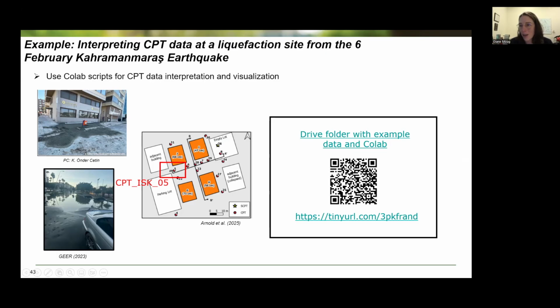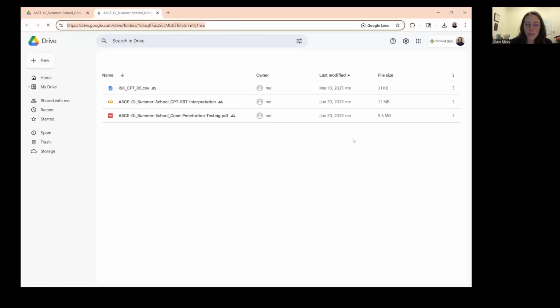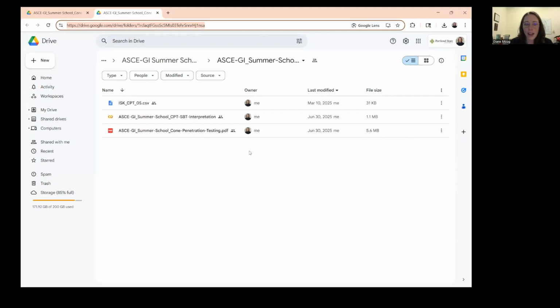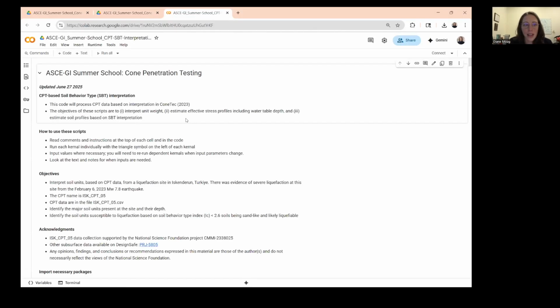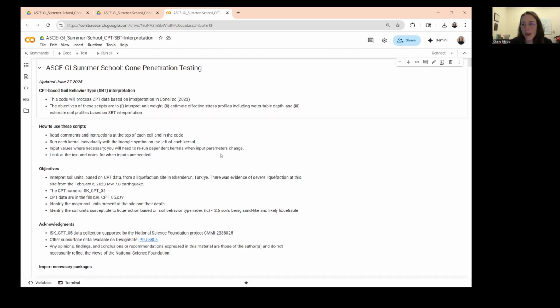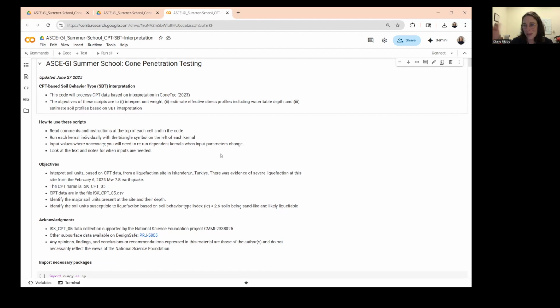This is a link here, the QR code, that brings you to a Drive folder, and that folder has the slides from today's presentation, the CSV file for the CPT data, and the Colab to interpret that data. The Colab is based on Python coding, and the code is executed in kernels to process the data and also to visualize and interpret the soil behavior type for the CPT data.